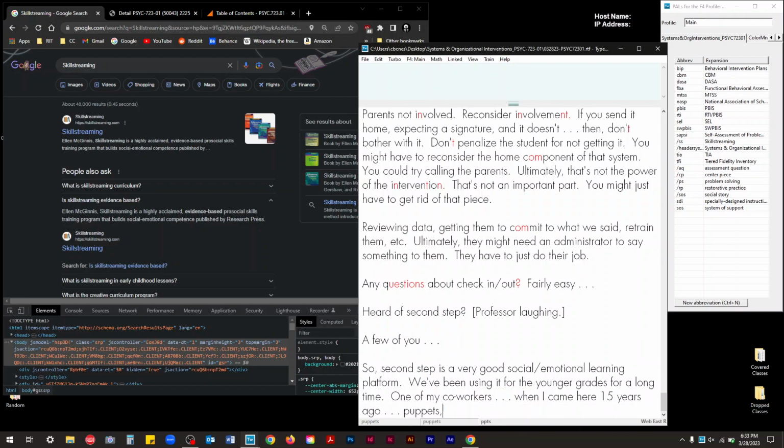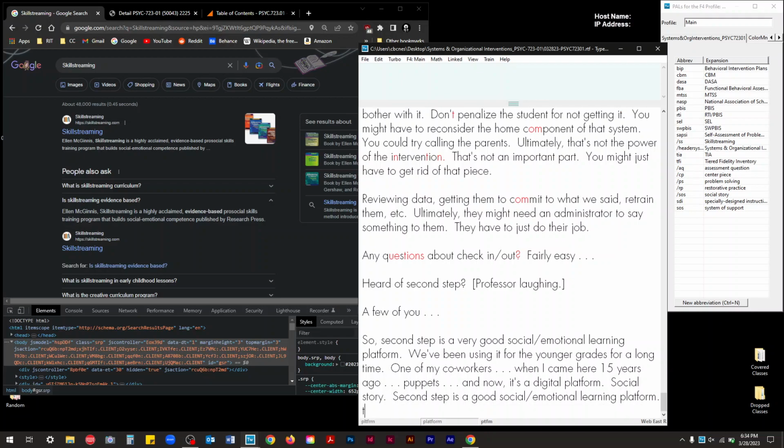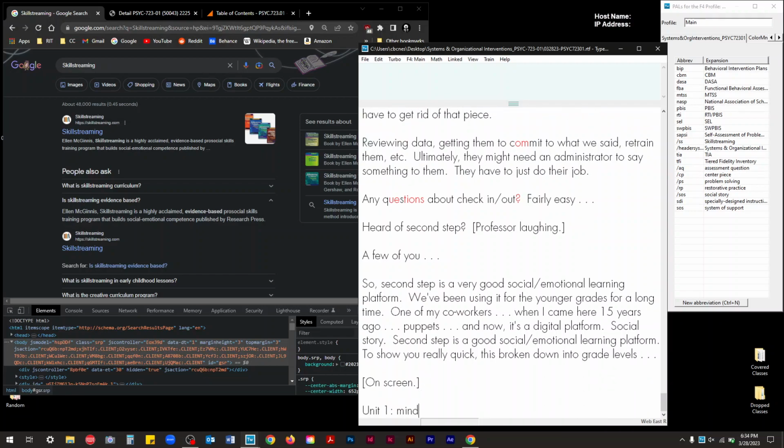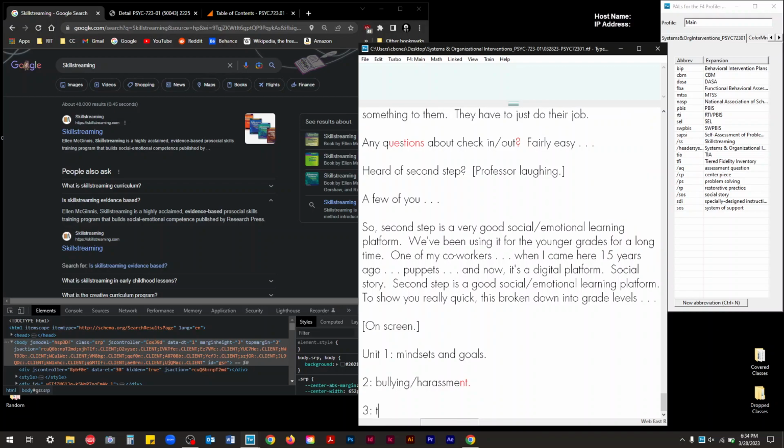So skill streaming, social stories. Second Step is also a really good platform for social emotional learning if your district has it. Just to show you really quick, it's broken down to kindergarten through 5th grade, 6th through 8th grade, and then 9th through 12th. Unit 1 is about mindsets and goals. Unit 2 is about bullying and harassment, thoughts, emotions, decisions, and then Unit 4 is relationships and social conflict.